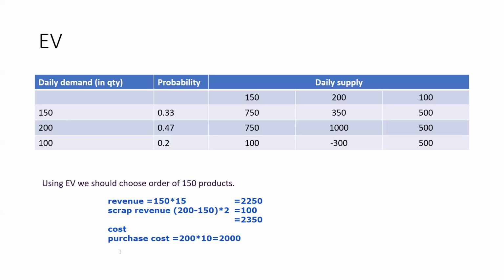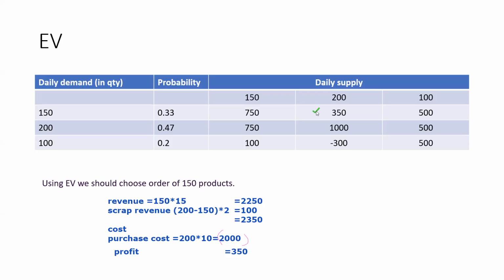So here the final profit is 350. Right? Because 2,350 minus 2,000 means we are getting a profit of 350.